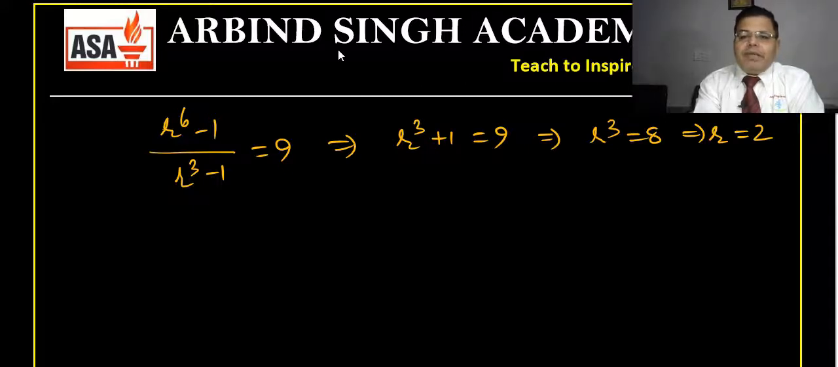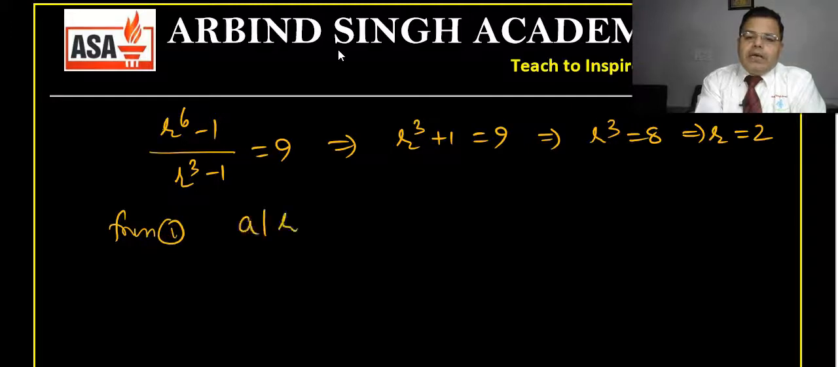So A minus B will cancel and A plus B will be left. This can be written as R^q minus 1 and R^q plus 1. So R^q minus 1 will cancel and R^q plus 1 will be left. So R is 2. Now you can use any one of them. From the first, A(R^3 minus 1) upon R minus 1 is equal to 16.